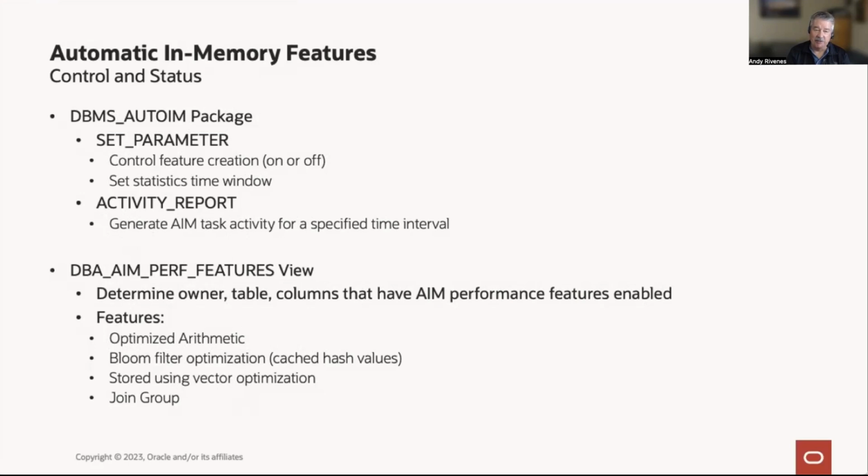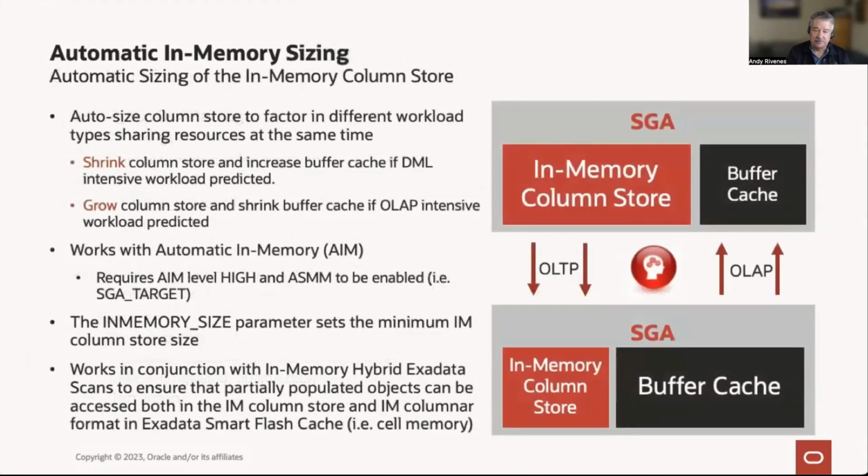So, automatic in-memory features, and then automatic in-memory sizing, and this is huge. This is the ability for the database to automatically resize the column store. And notice it can shrink now as well as grow. We've been able to grow it before, but you had to say alter system and set the in-memory size larger, and you could never set it smaller unless you recycled the instance. Now with automatic in-memory sizing, the database can do this for you.